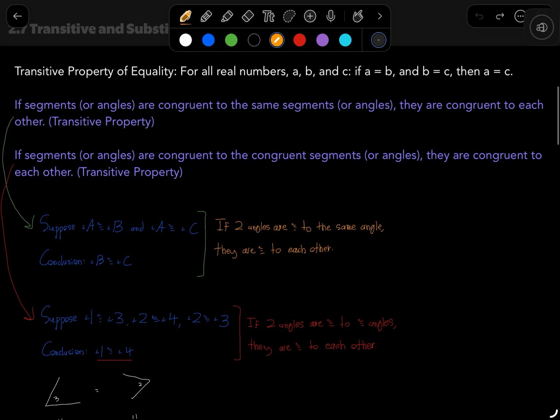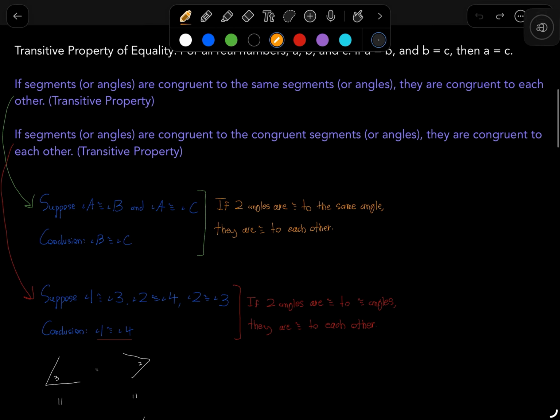Now, of course, this is another theorem you should know. If segments or angles are congruent to the same segments or angles, they are congruent to each other. And another version of the transitive property: if segments or angles are congruent to congruent segments or angles, they are congruent to each other. And I'm going to explain what both of them are more in depth.